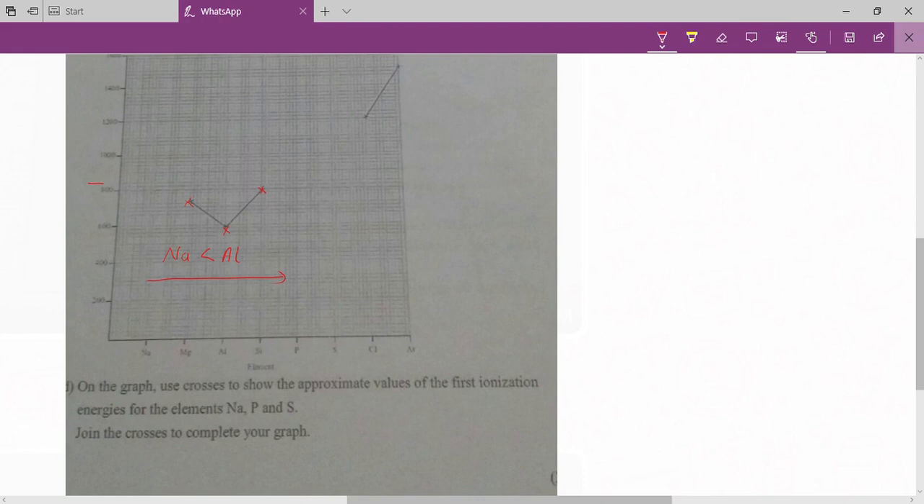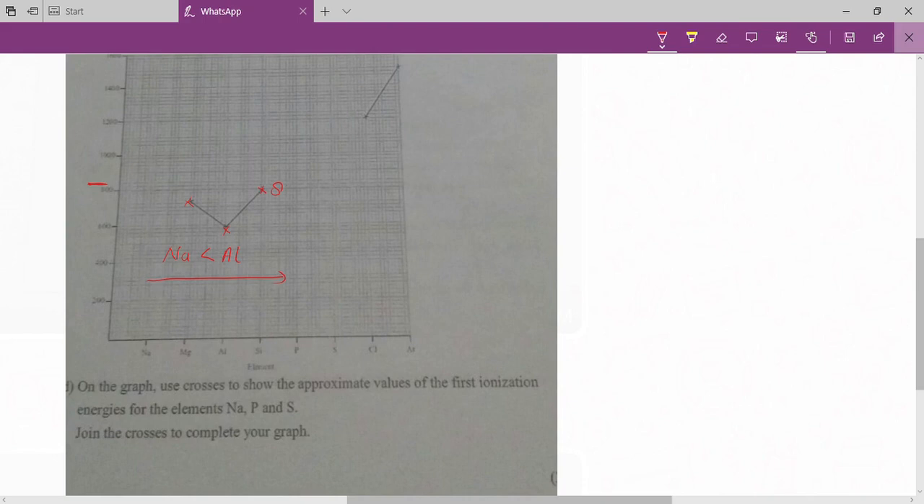Can you tell me what is written here? 800. Yeah, okay. So it is your 800, that is for silicon, and Mg, that is here. Fundamentally, sodium will have less ionization energy than aluminium or not. And magnesium, so sodium will have the least.